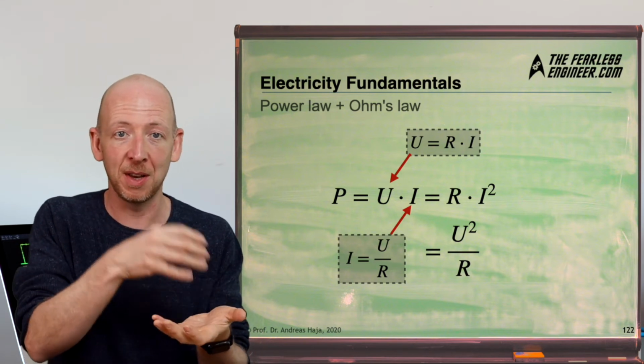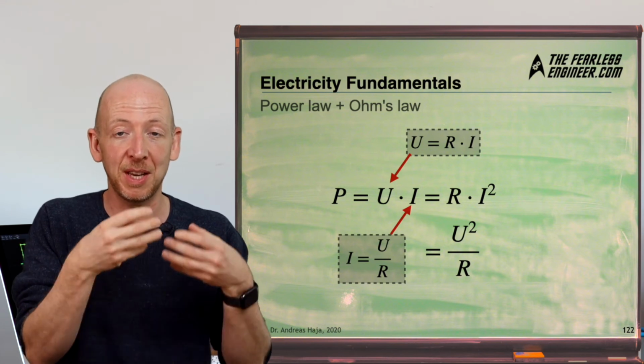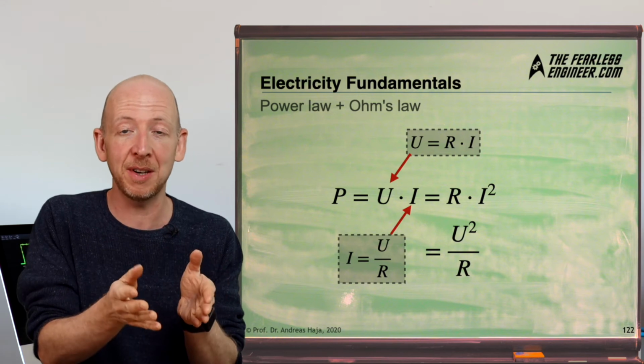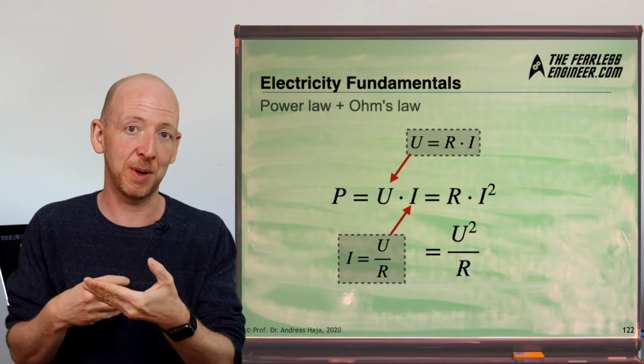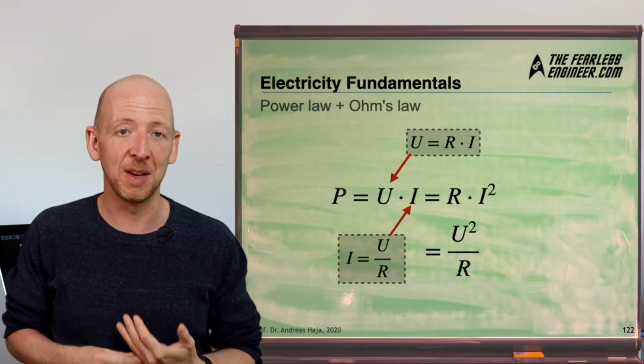And with P equals U squared divided by R, a decrease of the resistance leads to an increase of the power, and with P equals I squared times R, it seems to be exactly the opposite way. But which one is correct now? And the best way to find this out is to perform a simulation.